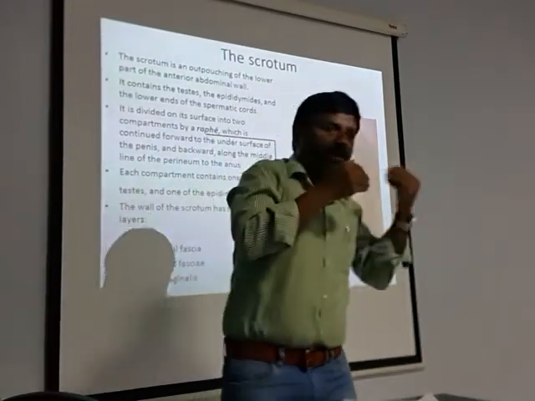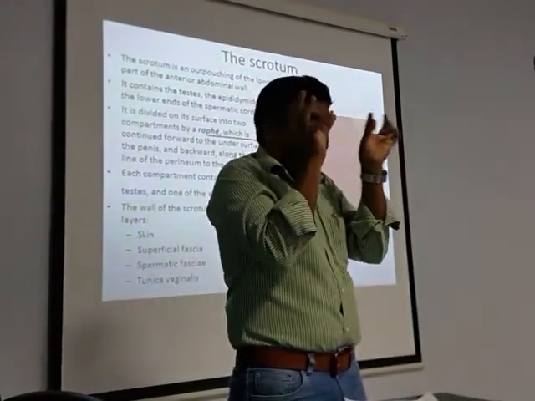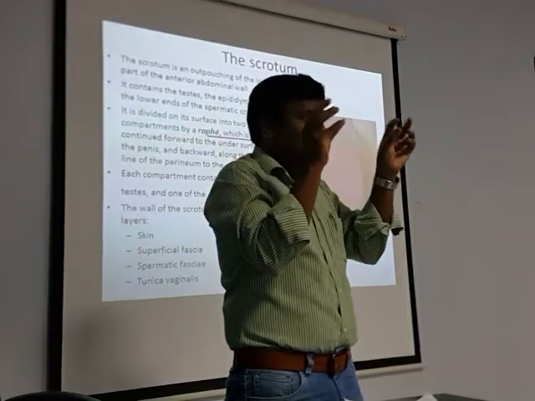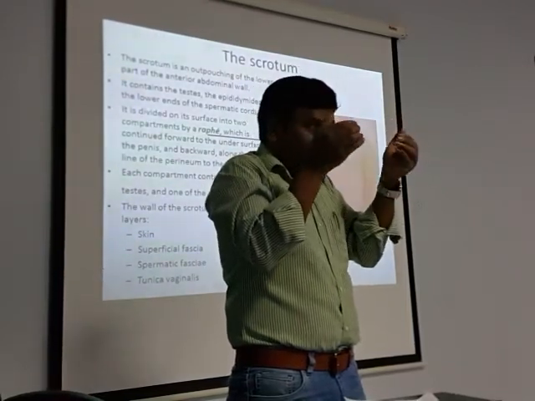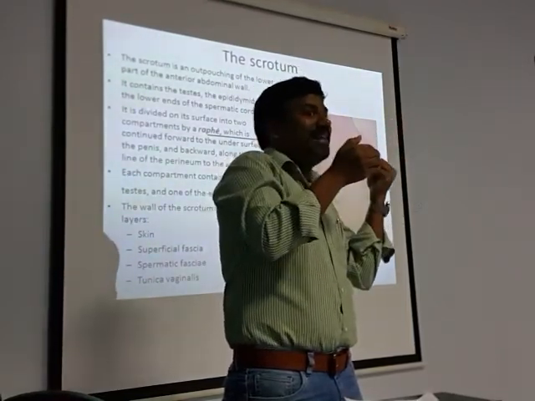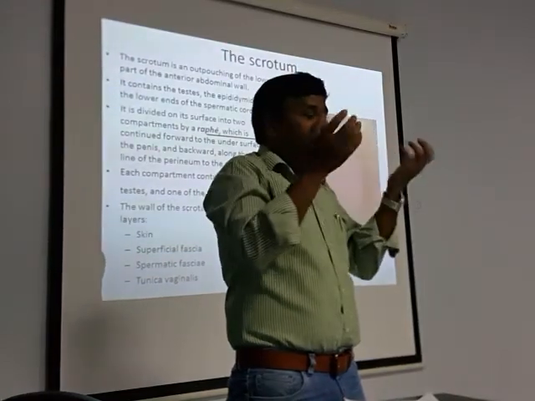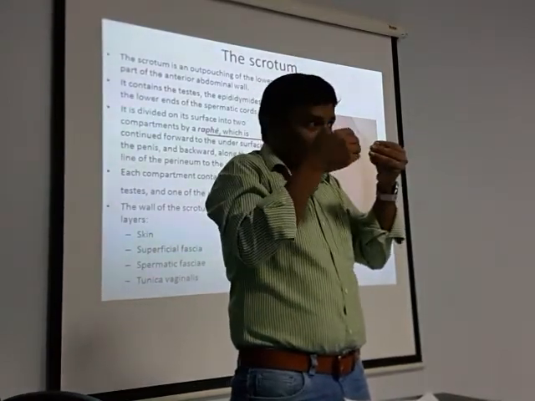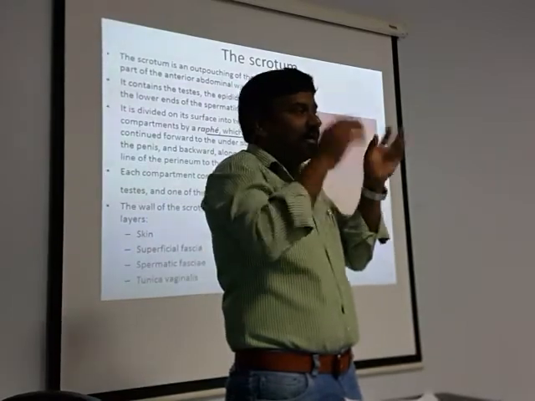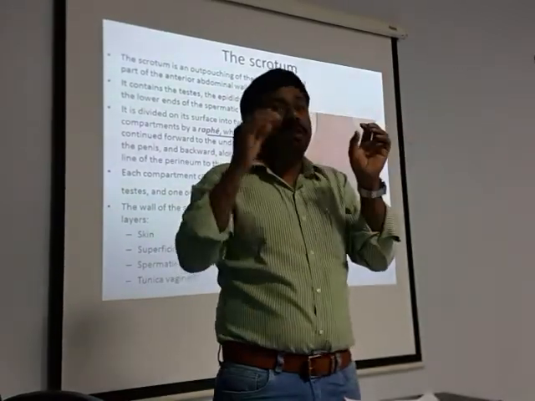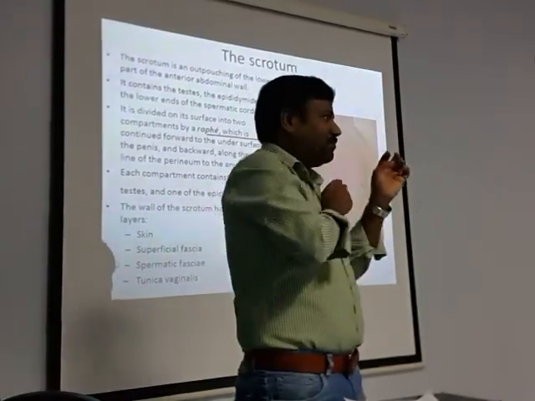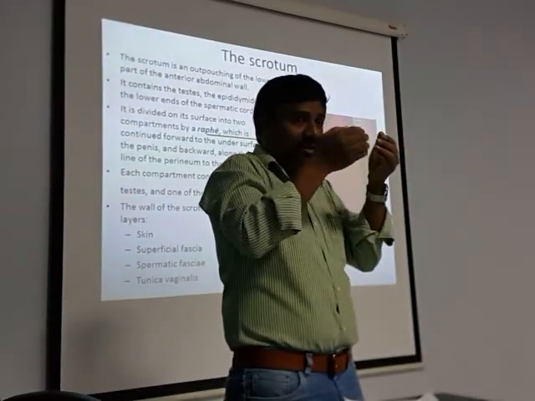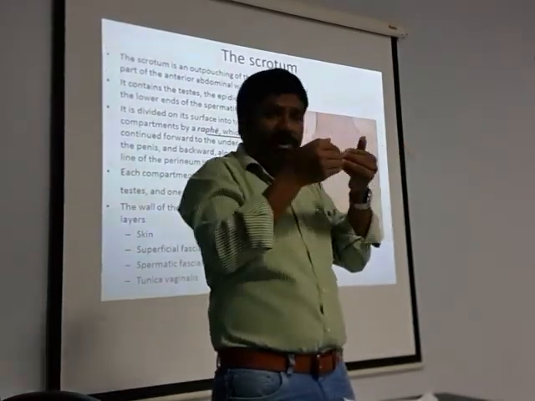Did you understand this point? Formation of the raphe: two genital swellings, the labioscrotal swellings, fuse together in males. In females, they don't fuse; there will be a slit opening, and they form the labia majora. That's why I said labioscrotal swellings. In females they don't fuse, while in males they fuse. Am I clear?